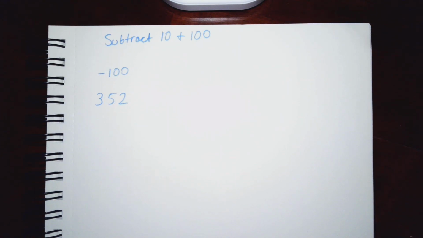In this lesson, we're going to focus on taking away 10 and taking away 100. Let's start off with taking away 100. My number that I'm going to focus on is 352.